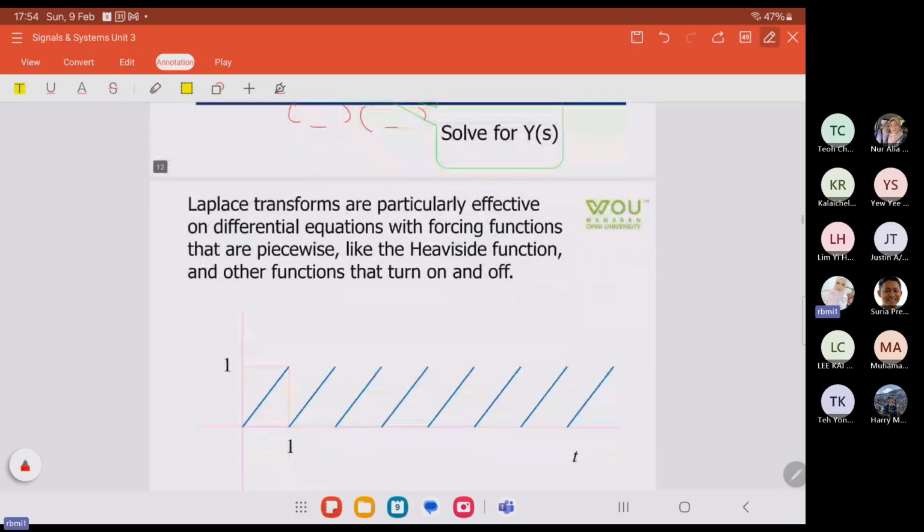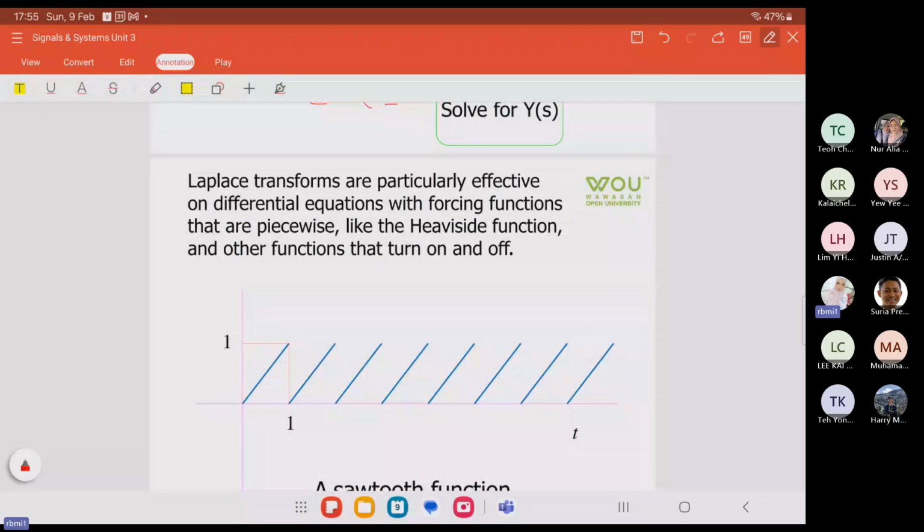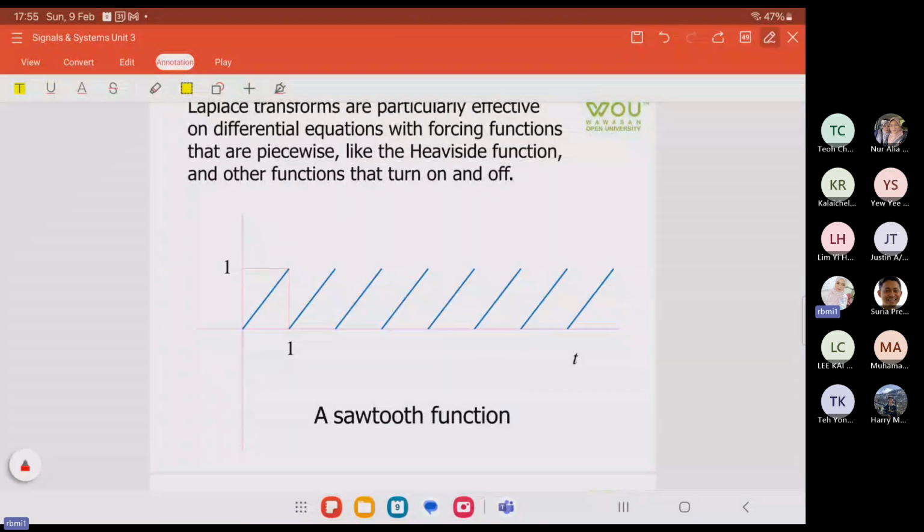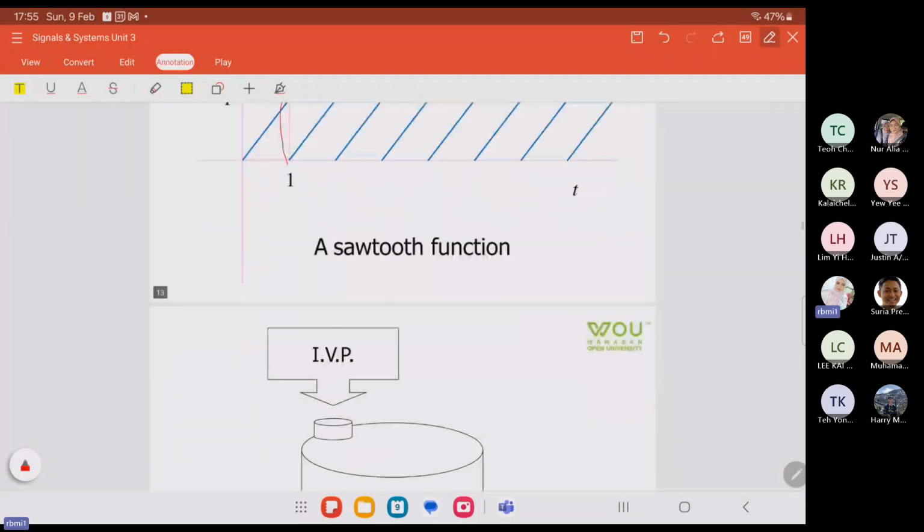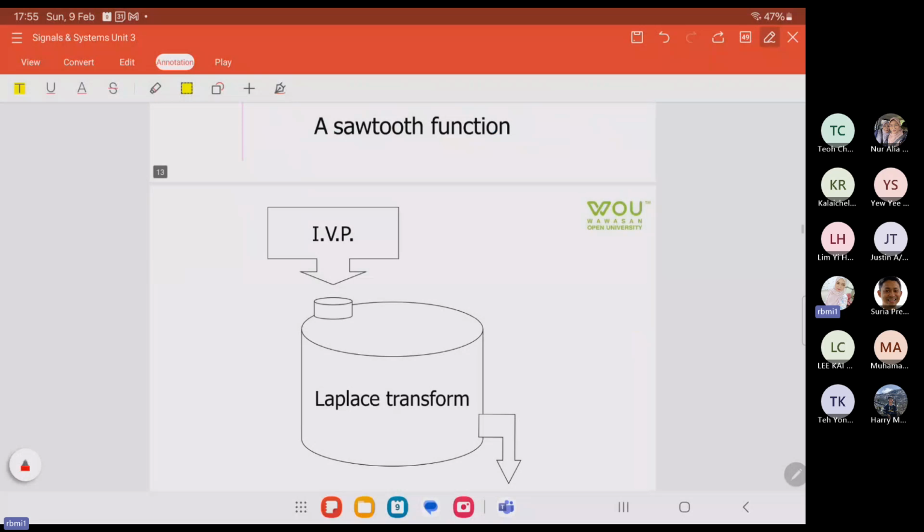The Laplace transform is particularly effective on differential equations with forcing functions that are piecewise, like sawtooth functions. This is considered a ramp function. All right, so for here, this is the initial value problem given.